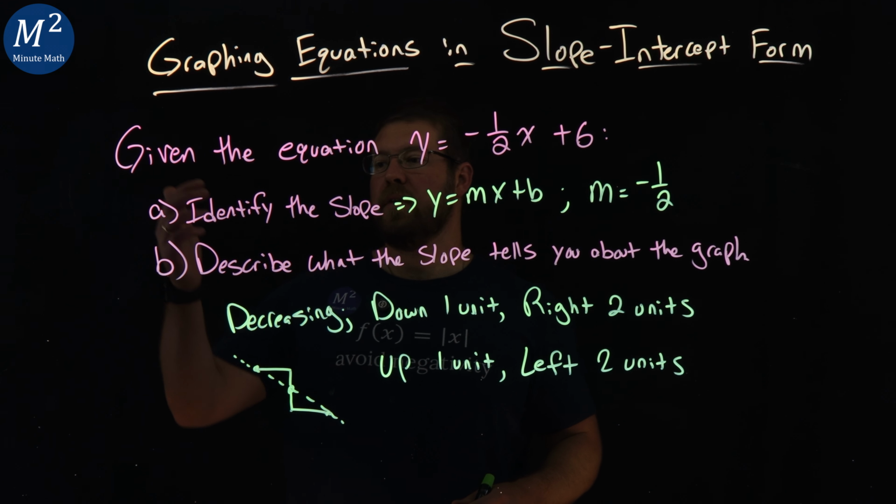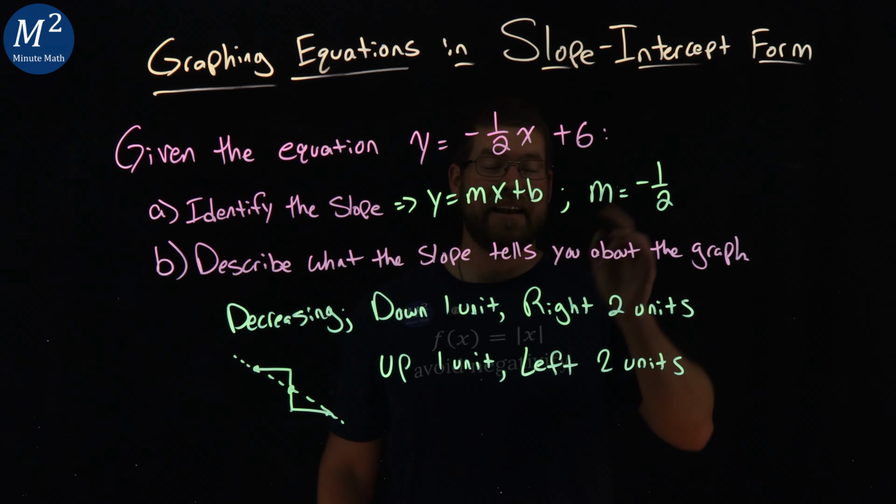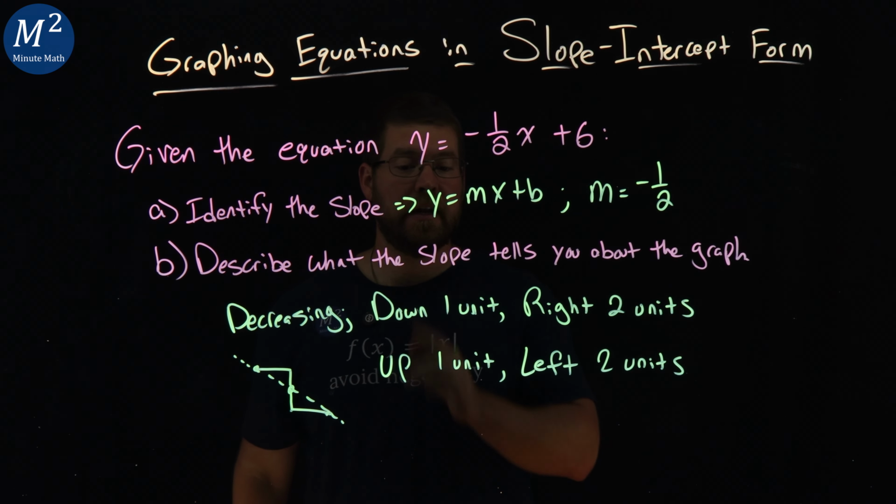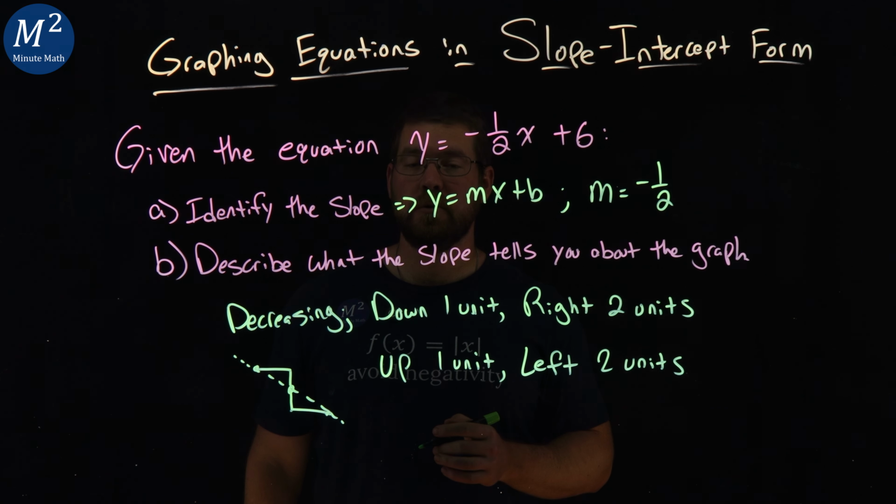So we answered parts A and B. We found a slope of negative 1/2 here, and we determined that our slope tells us that this is decreasing and it's going down 1 unit to the right 2 units.